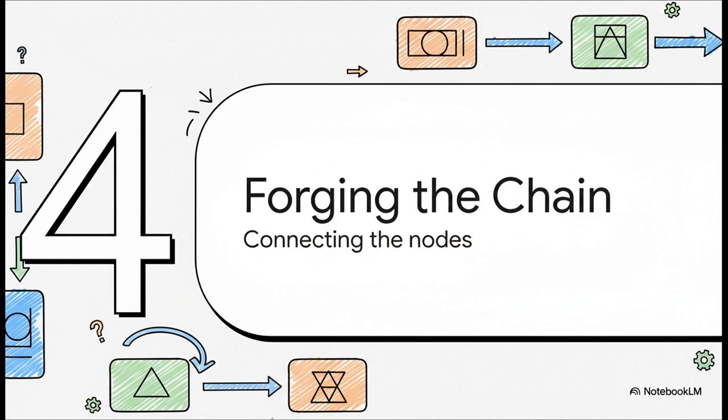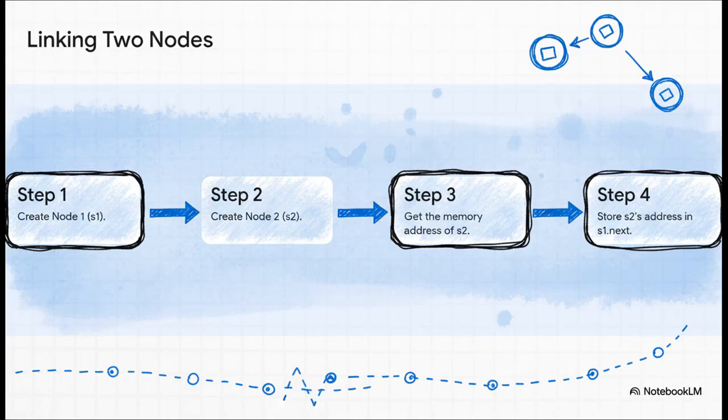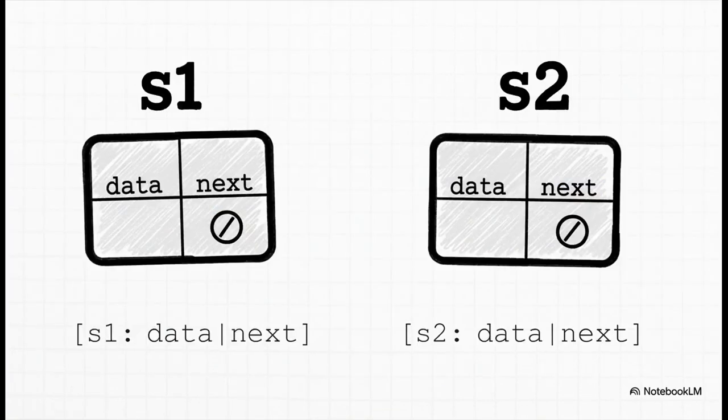So how do we actually snap them together and forge a chain? Well, the logic is actually beautifully simple. We make two separate nodes, let's call them S1 and S2. Then we find out the memory address of S2, and we just store that address inside the next pointer of S1. That's it.